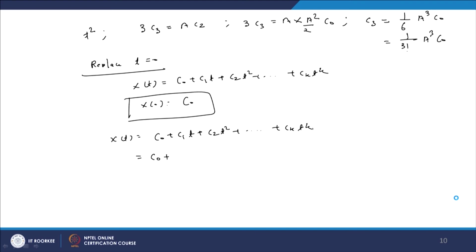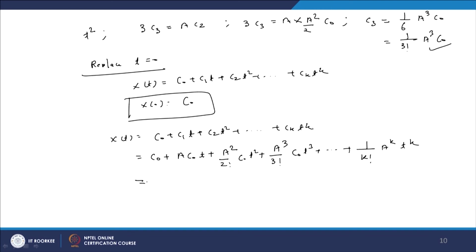and C3 equals 1 by factorial 3 A cube into C naught. So, we replace these values and we will find C0 plus A into C0 into t plus A square by factorial 2 C0 into t square plus A cube by factorial 3 C0 into t cube, and this process is repeated, and our terms go up to k. So, we will have 1 by factorial k into A raised to k into t raised to k.